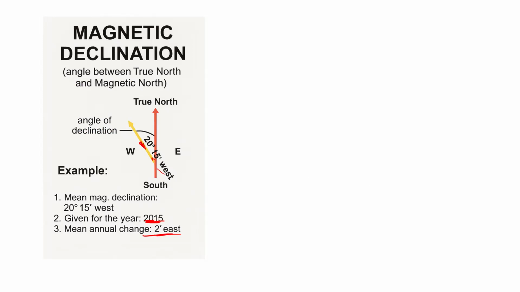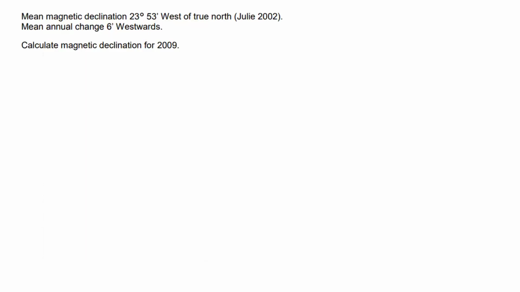As we are practicing these questions, we've got this question which says that the mean magnetic declination is 23 degrees 53 minutes west of the true north, in July of the year 2002. So the mean annual change is 6 minutes westward. Calculate the magnetic declination for the year 2009. Remember, previously we calculated the magnetic declination for 2025. Now we want it for 2009.